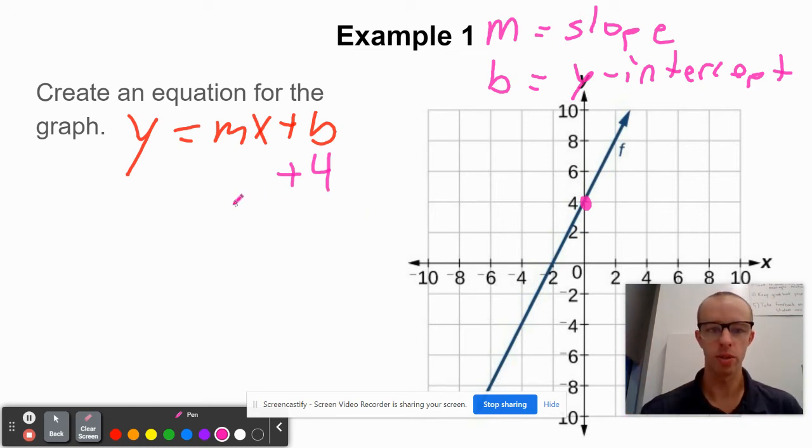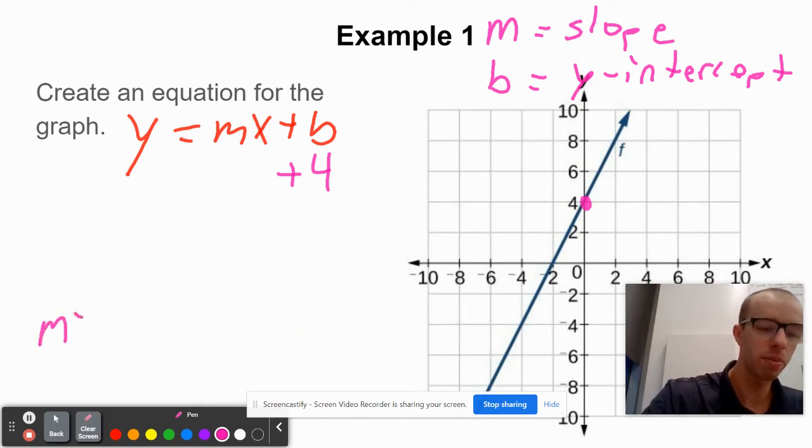Now let's go to finding the slope. That's the only other part we need because the y and the x will stay in the equation. So to find the slope, quick review, the slope, or m, is equal to rise over run.